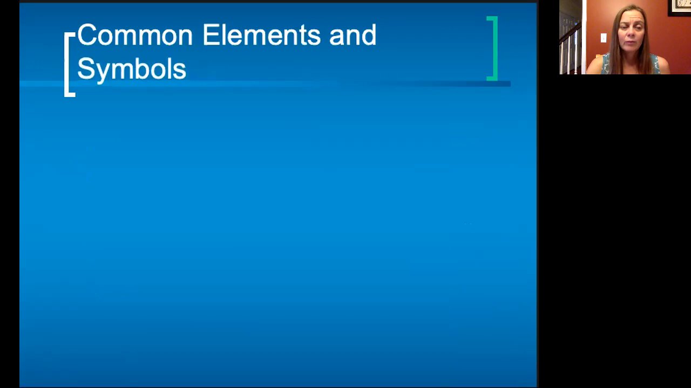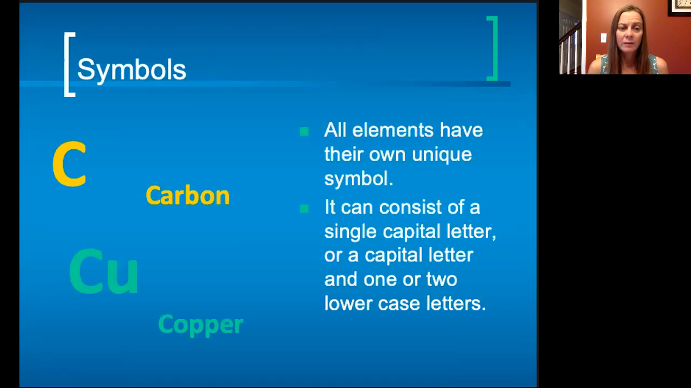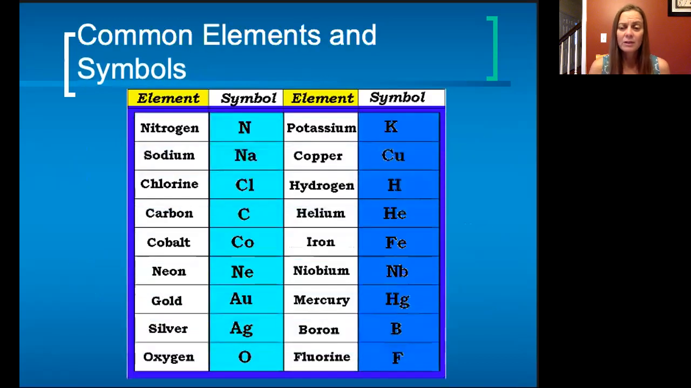It is really important when you write your atomic symbols that you are very clear about an uppercase letter at the beginning and a lowercase letter for the second letter. It's not okay to write them both as capital letters, and it's not okay to write both of them as lowercase letters. So here are some of the common elements and symbols. You are not going to have to memorize the elements and their symbols in this class. You will always have a periodic table, but it's a good idea to become really familiar with your periodic table so that you can find things quickly.